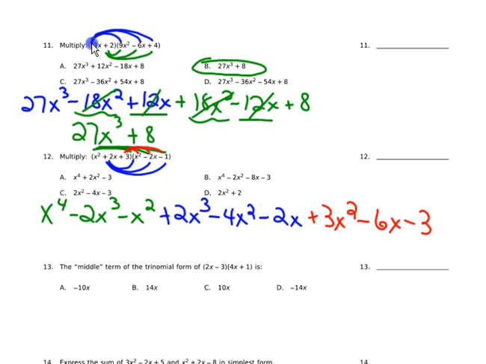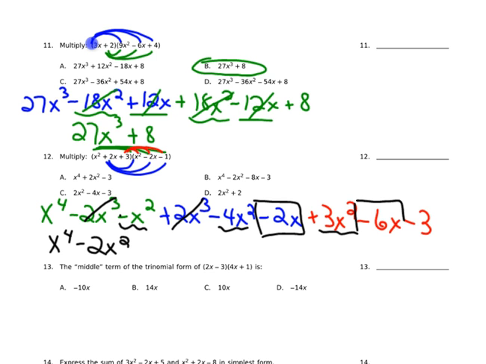Whew. Let's see what I can put together. I don't have any other x to the fourth. Negative 2x cubed and positive 2x cubed are going to cancel each other out. Negative x squared, negative 4x squared, and 3x squared. So negative 1, negative 4 is negative 5, plus 3 is negative 2x squared. I have a negative 2x and a negative 6x, so that's negative 8x. And then the negative 3, so choice B.